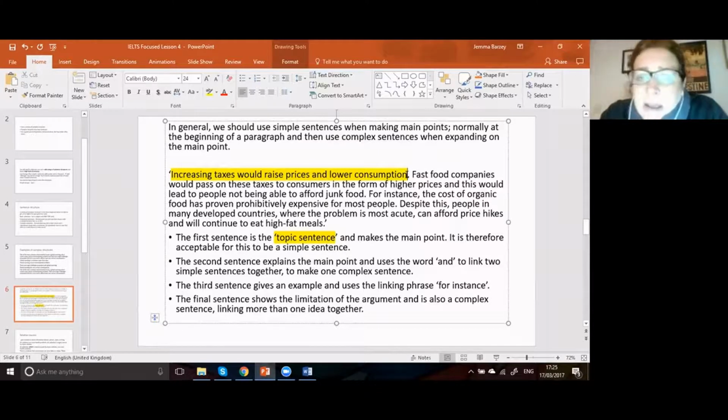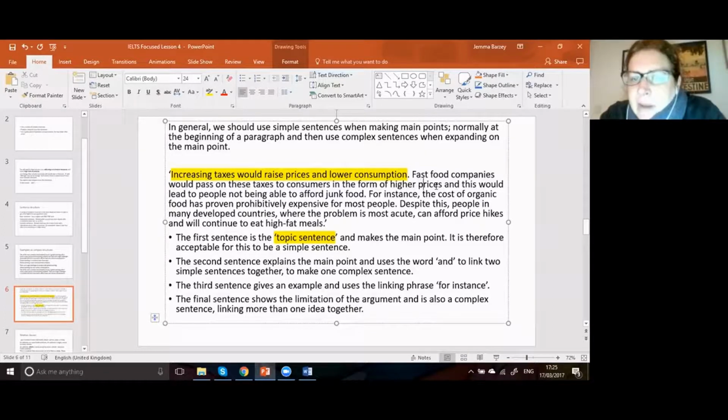It's very clear, quite a simple sentence, but it's fine, it works, because I understand that this is a topic sentence, and I understand that I can use a much simpler sentence to introduce my topic. So then I've got the main point. What I'm doing is using words to link simple sentences together. So I've got: fast food companies would pass on these taxes to consumers in the form of higher prices. And so that's a good, strong sentence.